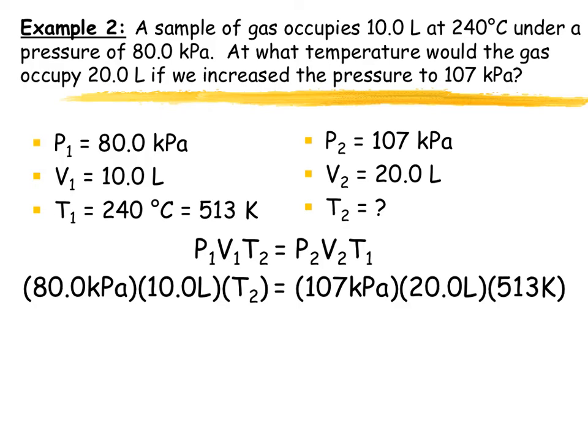Next, I want to carefully plug in my variables to the right spot given the formula. So the first letter in the formula is P1. I know P1 is 80 kilopascals, so I plug that in first. And so on and so forth, just like we did in the last one, so that everything is in the right place. Be really careful with your temperatures, though. You have T2 on the left, that's our unknown. But you have T1 on the right, which was our given. They are flipped.